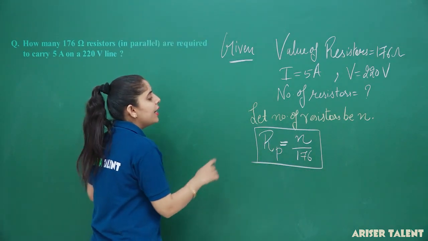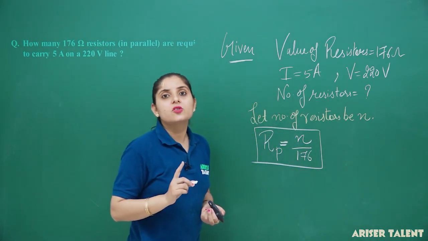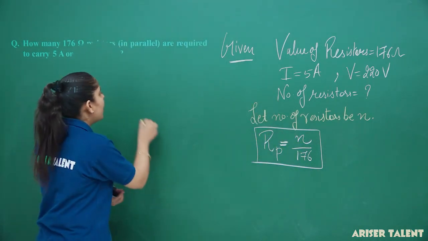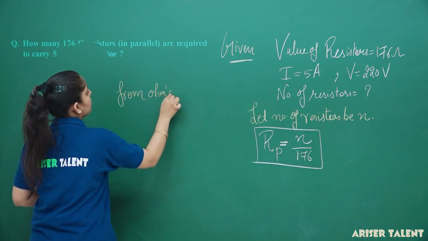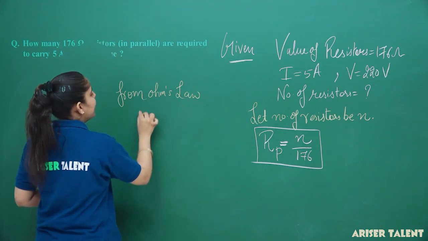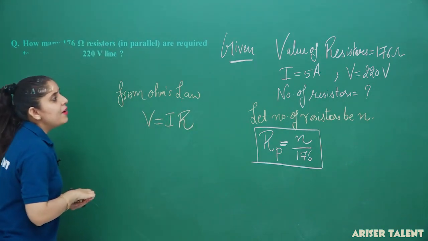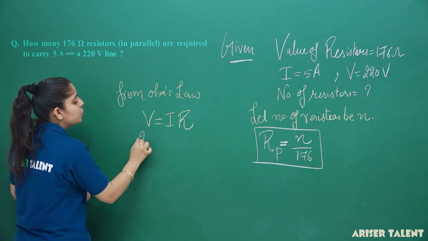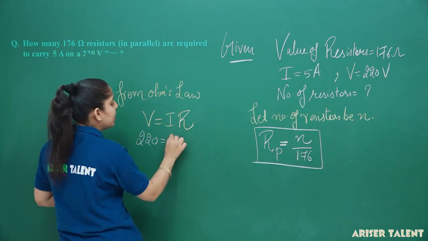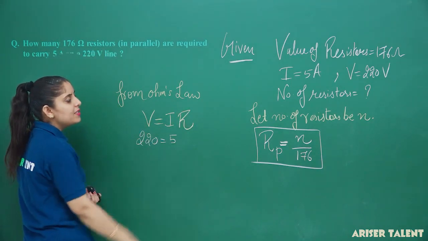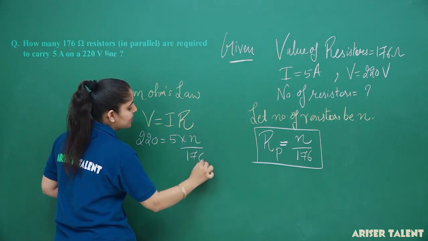Now, again this is a relationship between I, R and V. We will apply the same law that is known as Ohm's law. So from Ohm's law, we are getting V equal to IR. What is the value of voltage here? Voltage here is 220 volt. What is the value of current? The value of the current is 5 ampere. What is the value of Rp here? Rp here is 176 upon n.